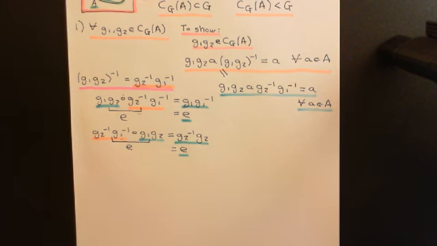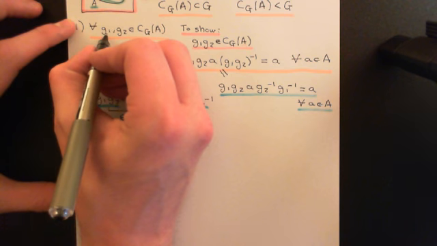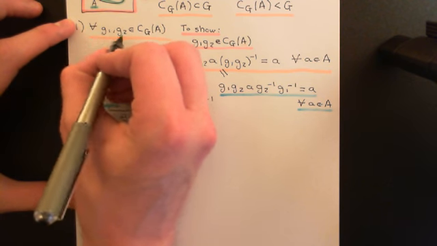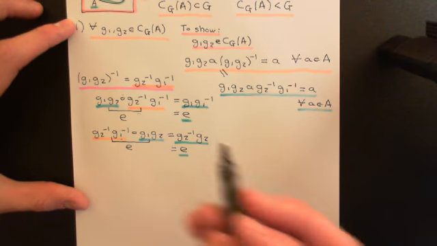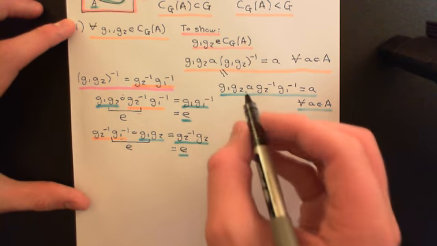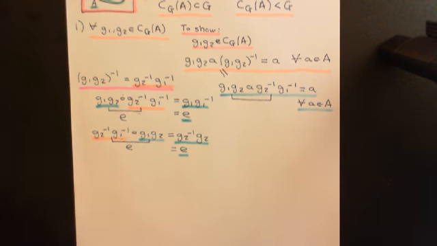Okay, so now is the point that we're actually going to use the fact that G1 and G2 are in the centralizer of A in G. Now what does that mean? Well, that means that if I conjugate any element of the subset capital A by either of these two elements, I will always get that element of the subset back again. Okay, and now I'm going to use that fact because look what I have here in the middle.